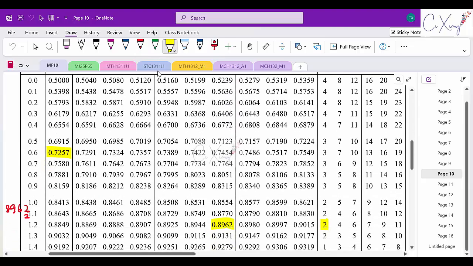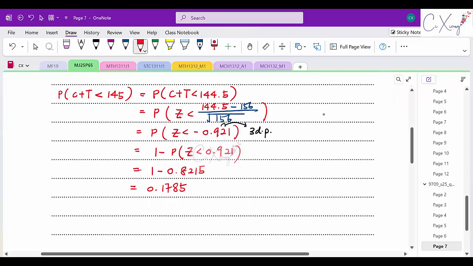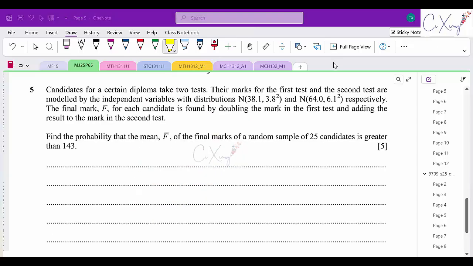0.92, this is what we have. Then 1 is a 3, so 8212 plus 3, so you get 8215. Okay, so 1 minus 0.8215. Simplify, then make it into 3 significant figures. So this is how we solve question number 4.